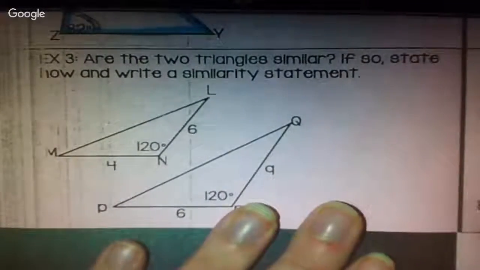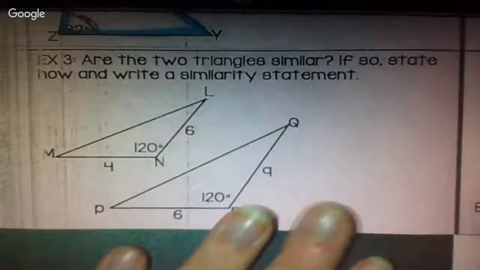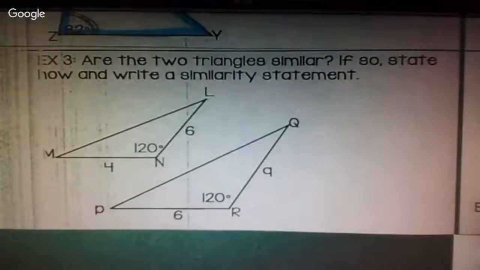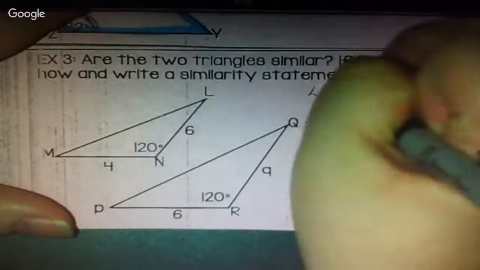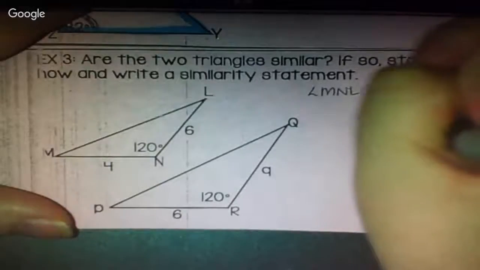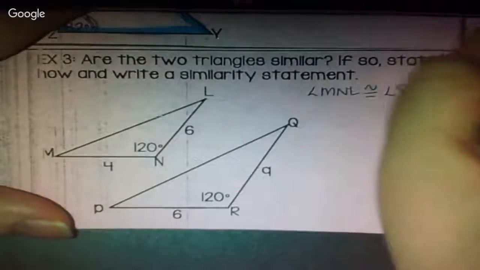Okay, so let's open this up. Are the two triangles similar? If so, state how and write a similarity statement. Okay. So in order for me to do this, I have to have one angle that is the same. Do I have that? Yes. I know that angle MNL is congruent to angle PRQ.